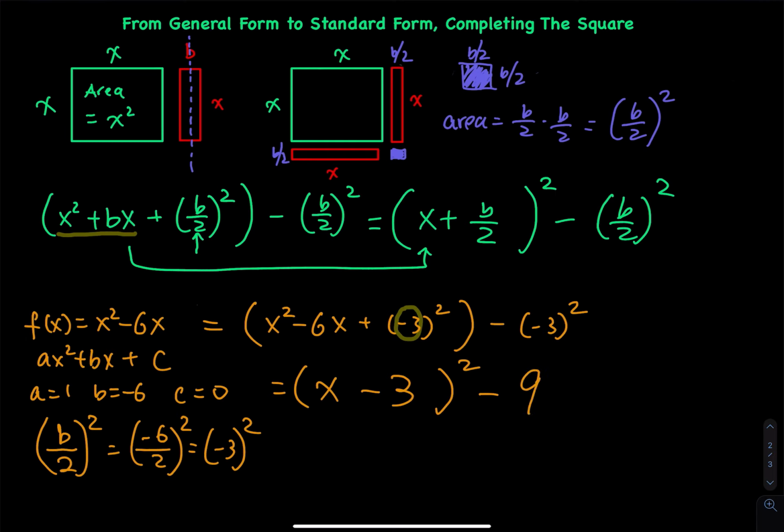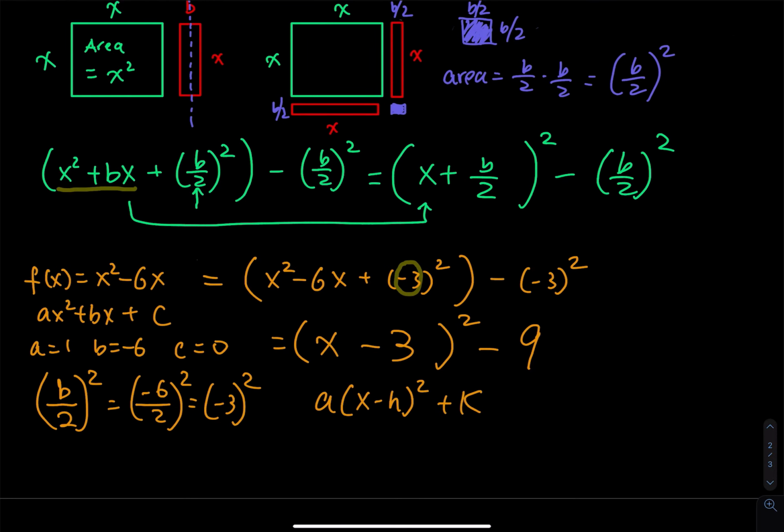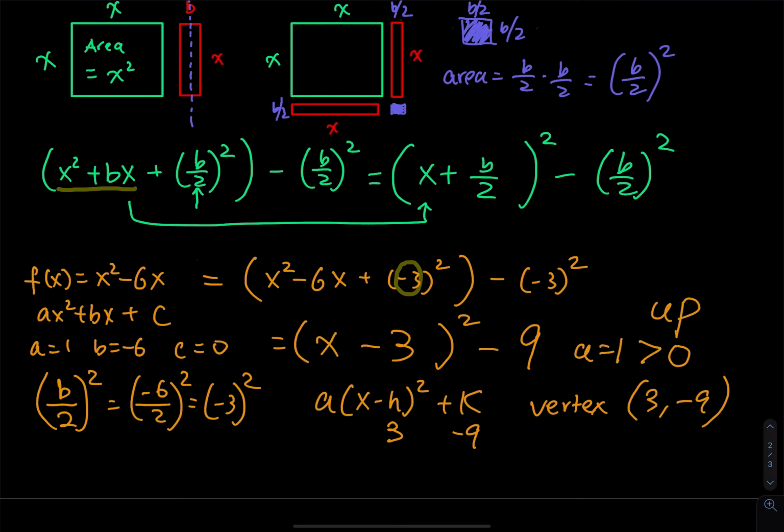So this one we call the standard form, a times x minus h squared plus k. So what is h? h is equal to 3, k is equal to negative 9, right? So I know my vertex is 3 comma negative 9, and then a is equal to 1. That is positive, so that means the parabola opens up.